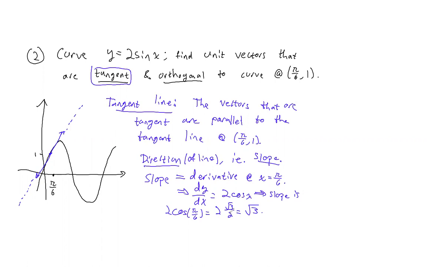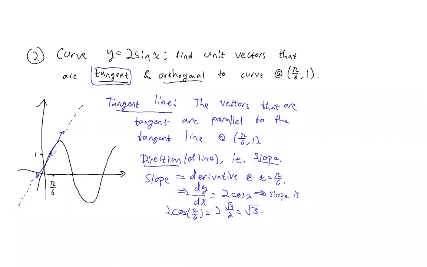By the way, you're not going to need calculators for anything that we do in this class, but we are expecting you to know your trigonometry. So if you're rusty on your trig, then now is a good time to begin brushing up on that. So the slope is root 3.